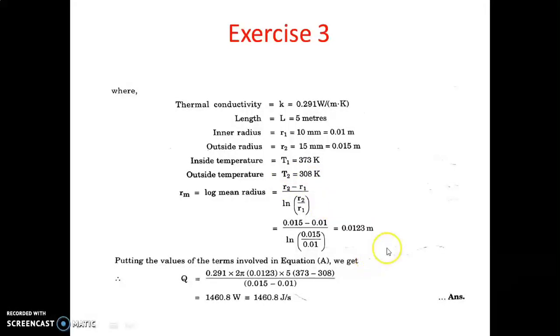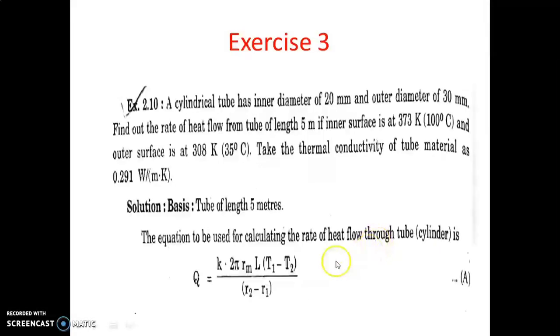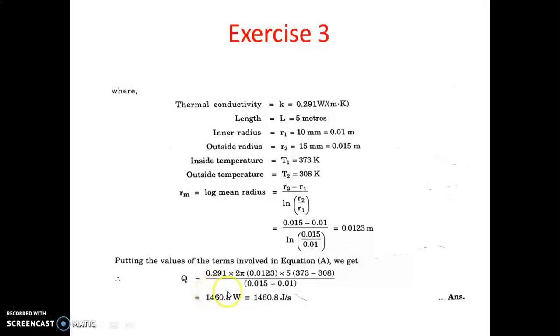And again you have to calculate the log mean radius. This is the formula for the log mean radius: R2 minus R1 divided by ln R2 by R1. You put in all these values in the calculator, and we get the log mean radius equal to 0.0123 meter. Then we have all these values, so put them in this equation, and we get Q equal to 1460.8 watt. So this is the final answer.